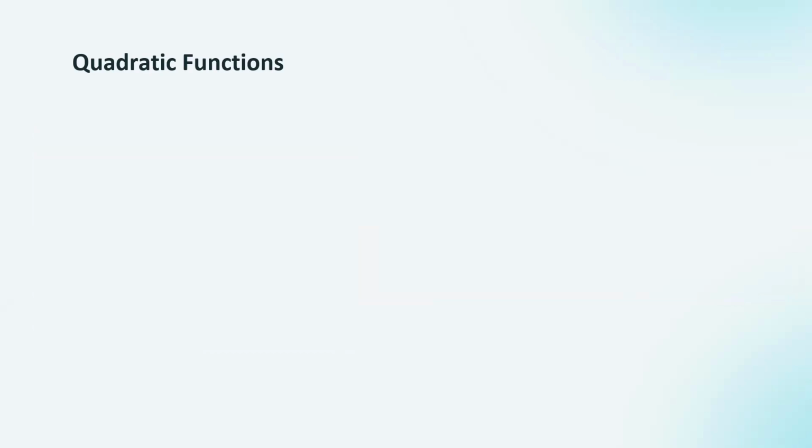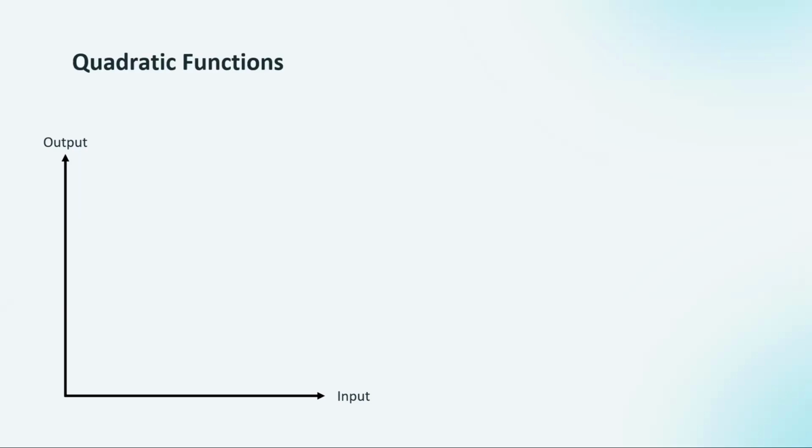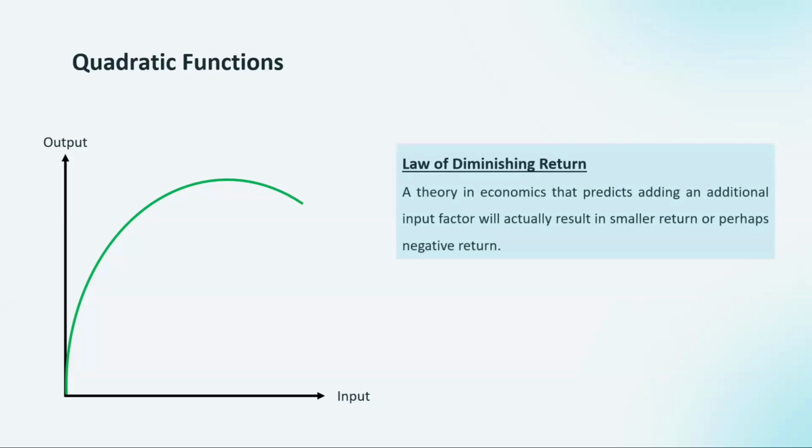And one of the more interesting things that I want to share with you guys is this one. Let's say that you have a graph of input and output. Input is going to be the amount of hours or the amount of labor that you give to something, and output is going to be the amount of productivity or the amount of results that you get. What's interesting is that the output is not always linear to input, but sometimes it will follow a parabolic curve. This is actually called the law of diminishing returns, where adding additional input will result in a smaller return or perhaps a negative return.